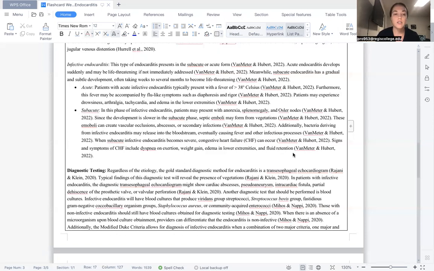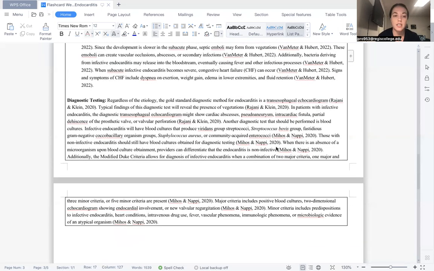Bacteria that derives from infective endocarditis can be released into the bloodstream, which would eventually cause a fever and other infectious processes. And when subacute infective endocarditis is more severe, that's when you'll see the congestive heart failure symptoms occurring. The signs and symptoms of that, again, are dyspnea on exertion, weight gain, fluid retention, and edema in your lower extremities.